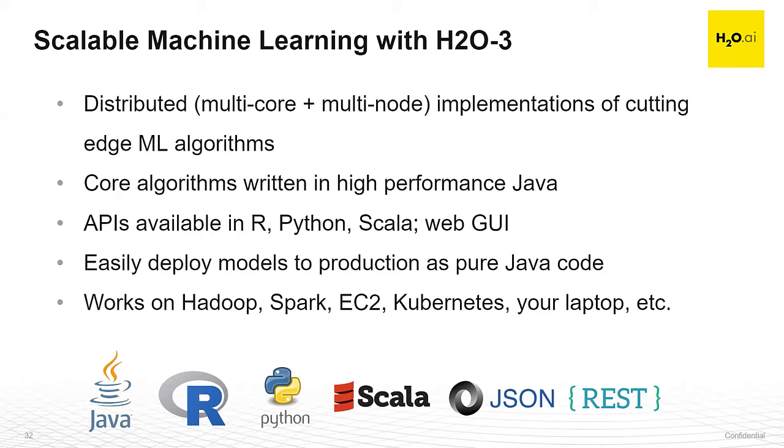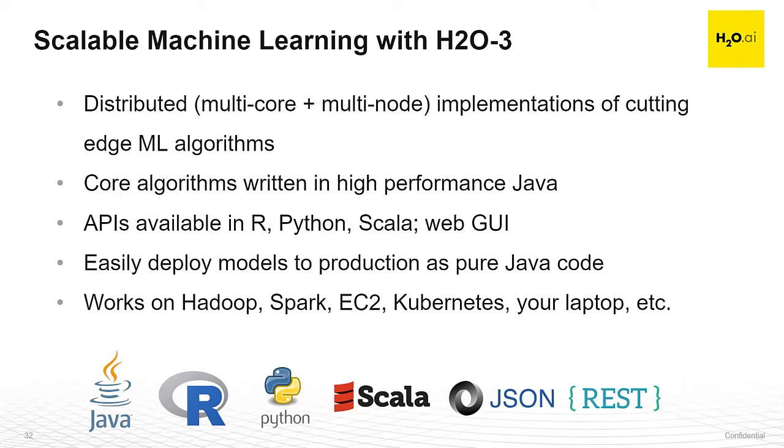So we have different algorithms, supervised and unsupervised, written in Java. We make sure they are highly optimized in Java, so they are more scalable. The other thing we want to make sure of is the APIs, because we know that the end users, the data scientists or other business users, do not want to use Java for machine learning most of the time, really.